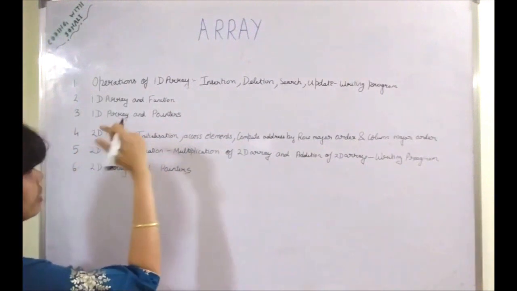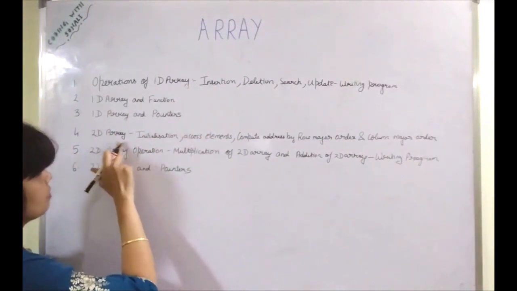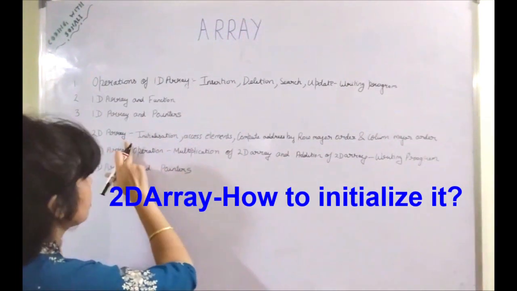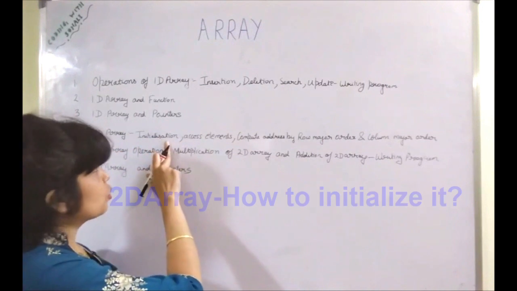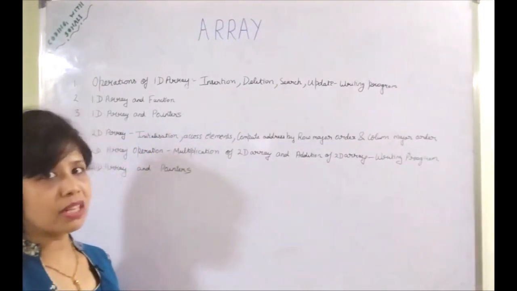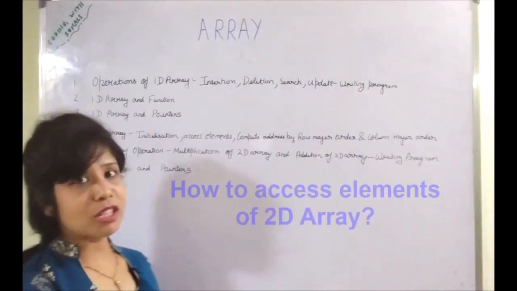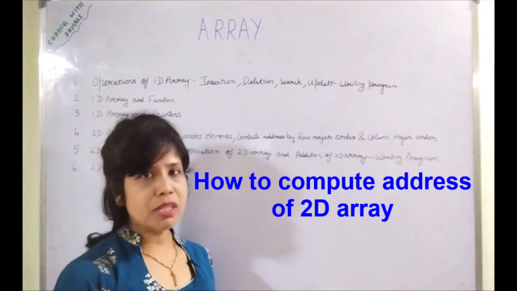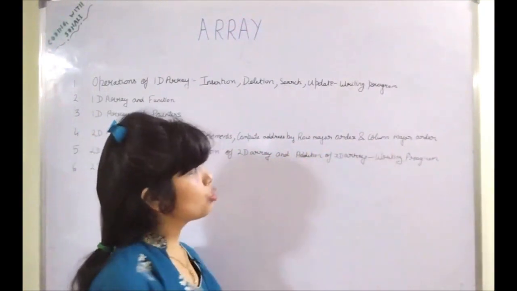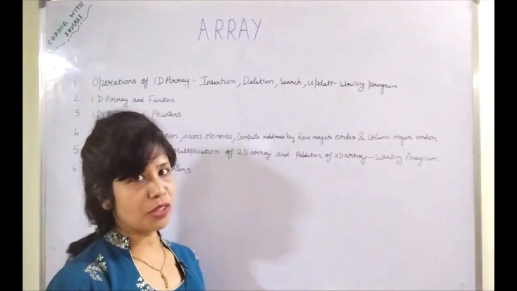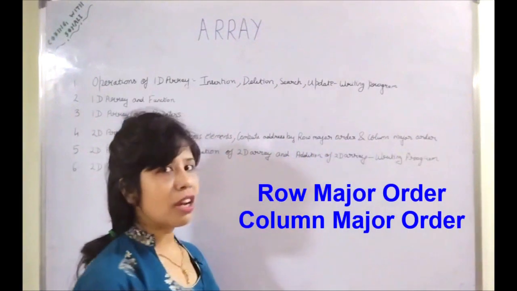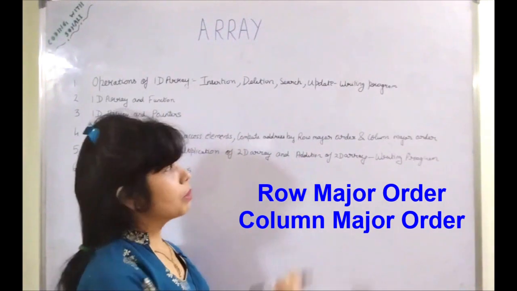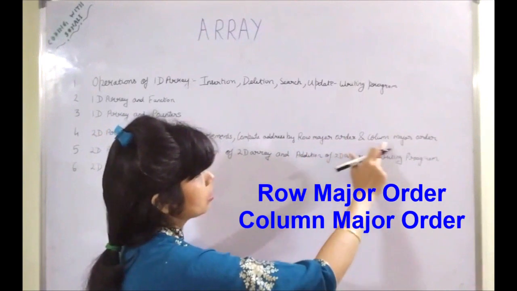Then in a different session we will cover the 2D array, that is the two-dimensional array. We will see how to initialize the two-dimensional array at compile time as well as run time. Then how to access the elements of the 2D array, and how to calculate the address of the elements in the 2D array. There are two ways to calculate the address of each element of the 2D array: the row major order and the column major order. We will see how to draw the formula using row major order and column major order.